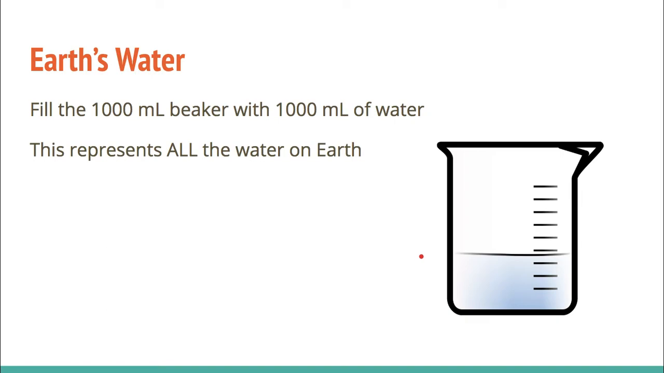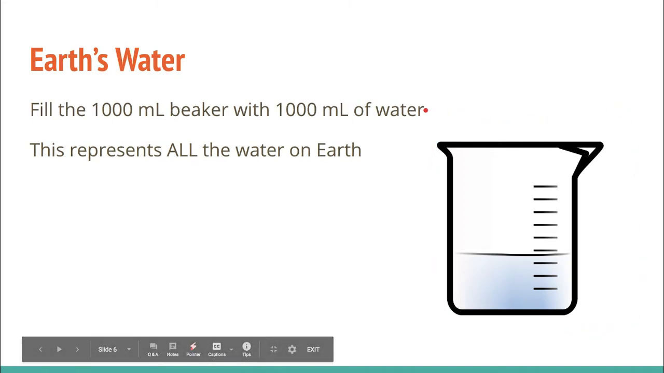Next, you need to gather Earth's water. So fill a beaker, the large one, with 1,000 milliliters of water. And again, that will represent all the water on Earth.